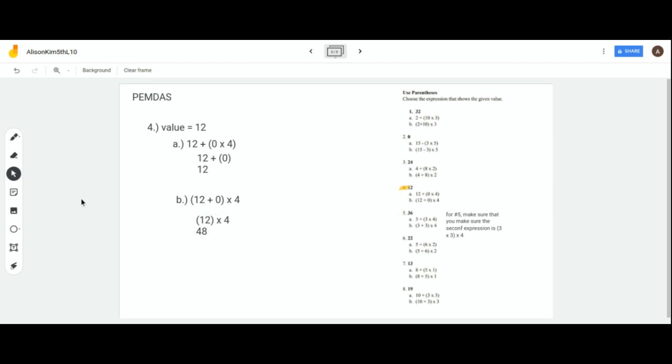Now we need to figure out whether the answers from these expressions equal the given value from number 4. We were given 12, remember, right here. 12 equals 12, so this is one answer. And 48 does not equal 12. So letter A is your final answer. I'll highlight it. That's your final answer.